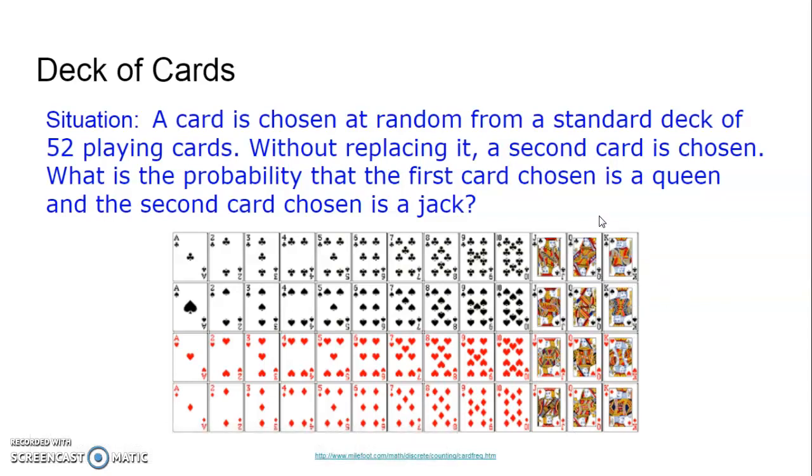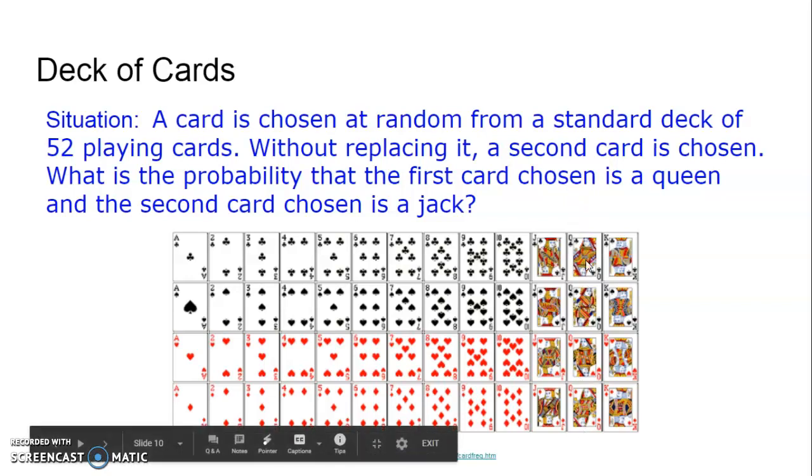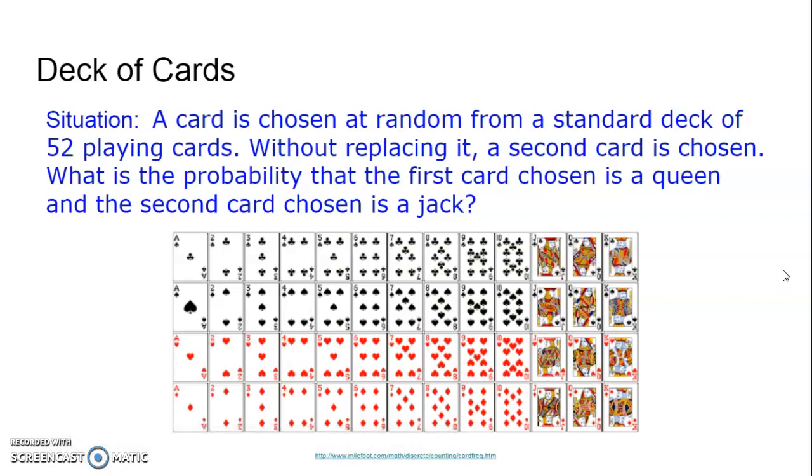The question is, a card is chosen at random from a standard deck of 52 playing cards. Without replacing it, a second card is chosen. What's the probability that the first card chosen is a queen and the second card chosen is a jack? The order is important here, and this is dependent because it is going to change the number of cards in the deck. Give that a shot yourself. Pause, try it, and then turn the video back on and see how you did.